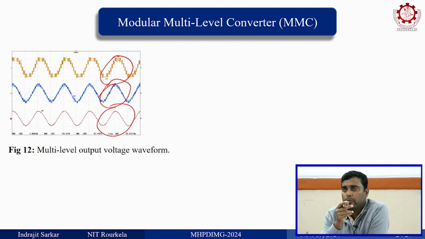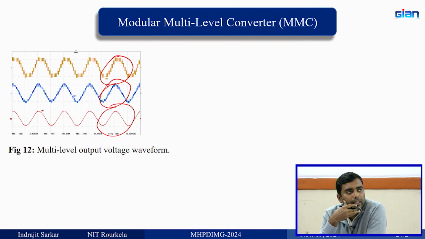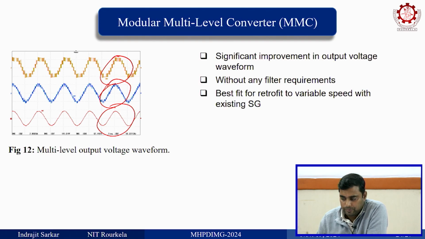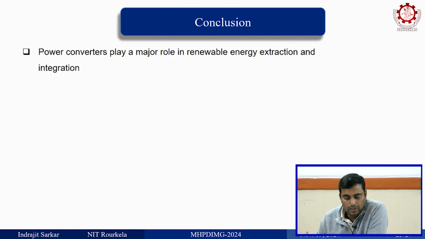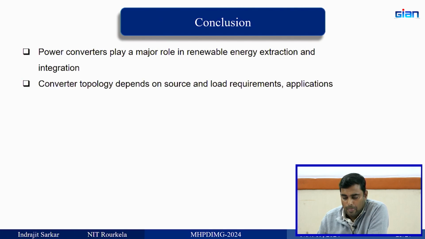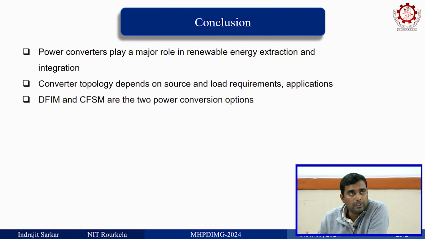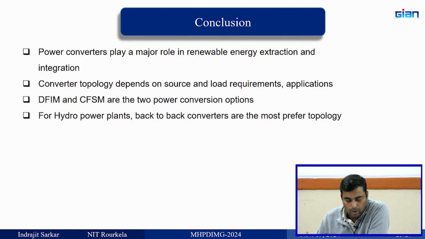Okay. So, the back to back converter that we are going to use for this hydro power plant could be rotor fed or stator fed, and you can have different configurations. So, the conclusion is, power converters play a major role in renewable energy extraction and integration. Without power electronic converters you cannot think of it. And converter topology depends on source and load requirements, that I explained in the very first slide. And the two options that I told, the doubly fed induction machine and the converter fed synchronous machine, are the two options that we have.